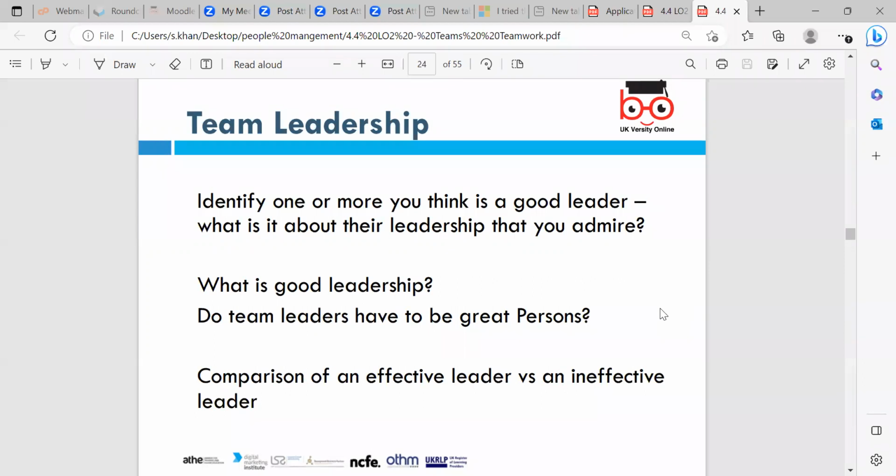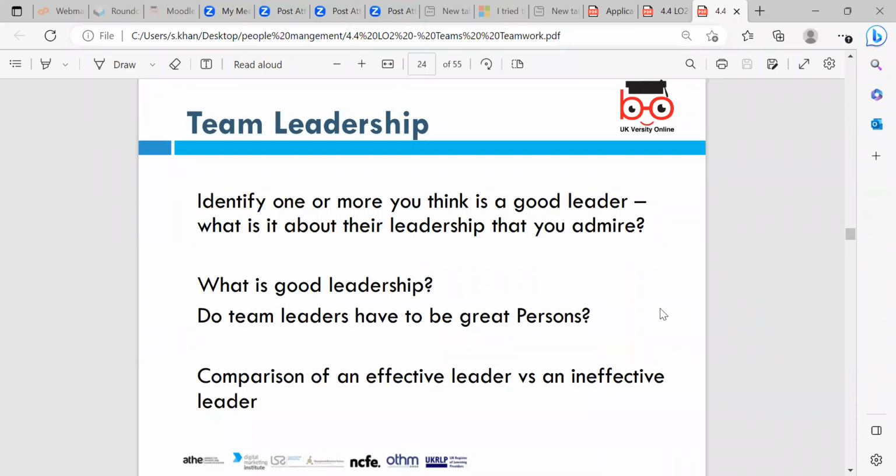Do team leaders have to be great people? No, they don't. Team leaders have to be strong leaders and be able to lead a team, but also listen to the team, cooperate with the team, share ideas with the team, acknowledge that they are your team, and always give your own ideas as well. You should cooperate in the team, but also you should praise the team. It's very important that you praise the team.